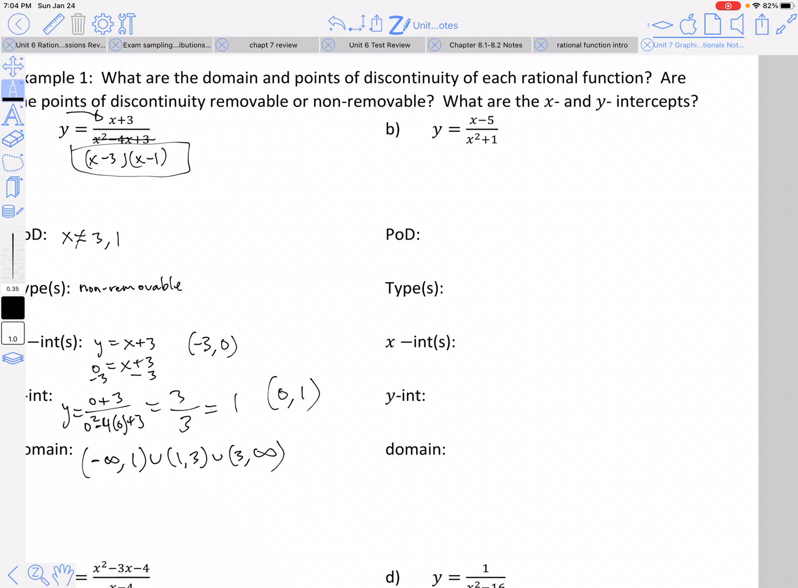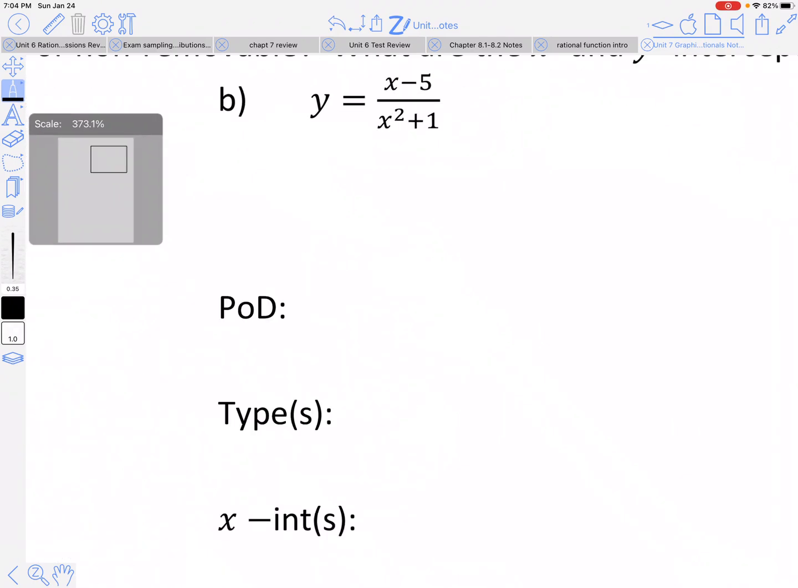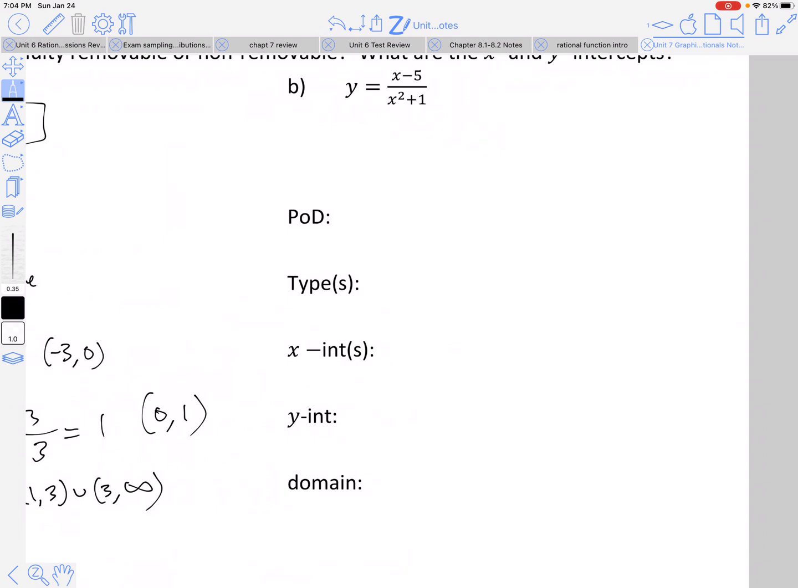Okay, so example B, hopefully you've already tried it and are just checking it out. First thing we gotta look at is points of discontinuity. So we gotta look at the denominator and factor that or see when it'll become 0.